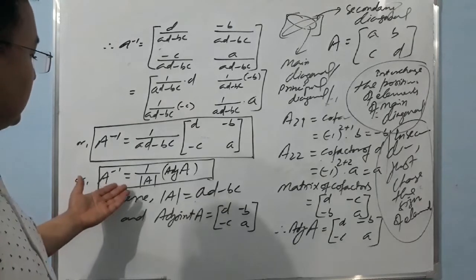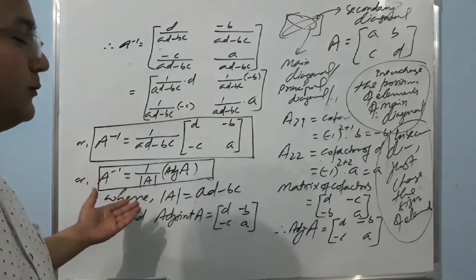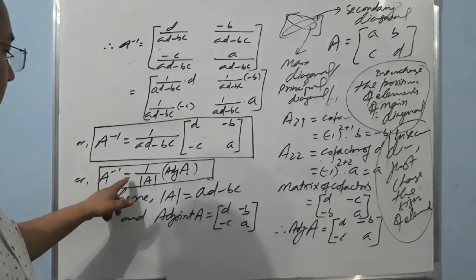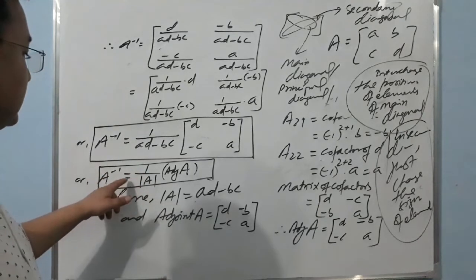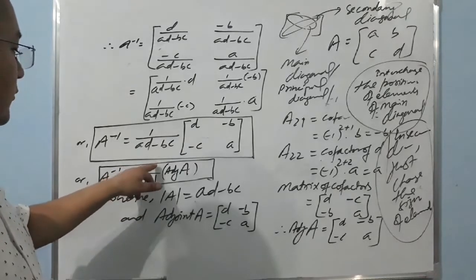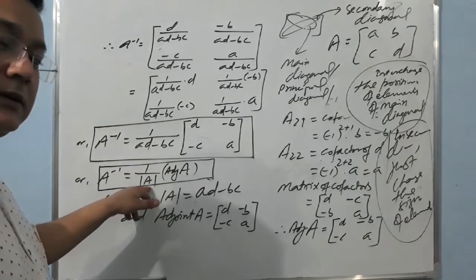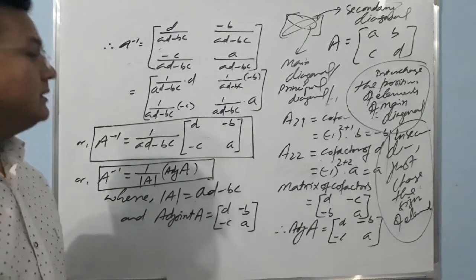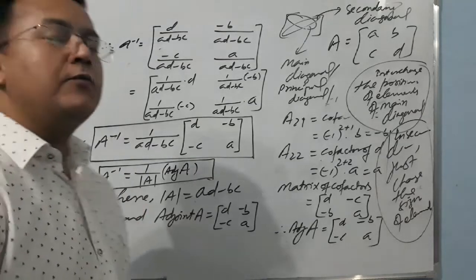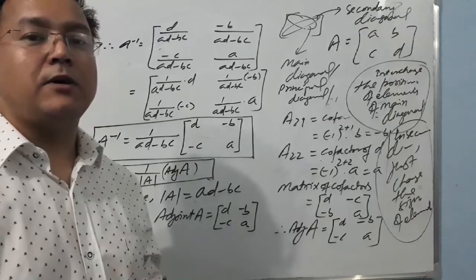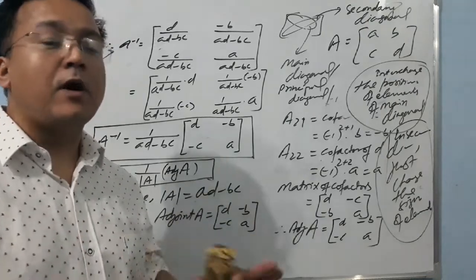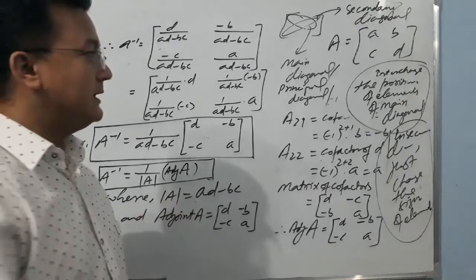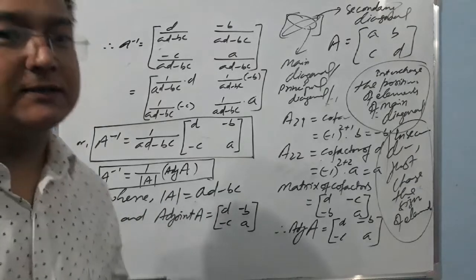So this is the formula to find out the A inverse, right? You can memorize it like this: the inverse of matrix A is equal to 1 upon determinant of A times adjoint of A. Now I will tell you how to find the inverse of a square matrix of order 2 with the help of this formula. So let's start the questions.